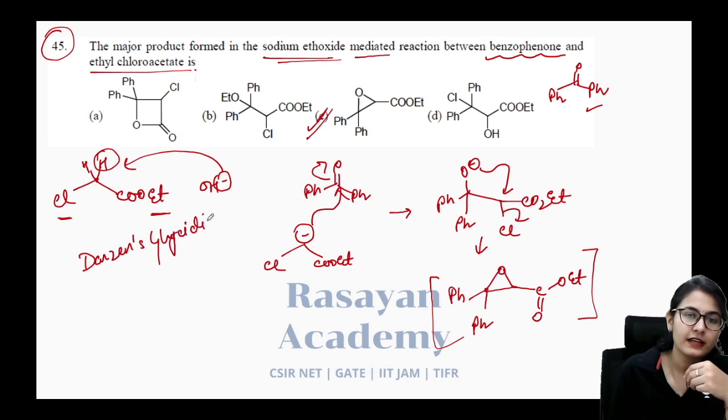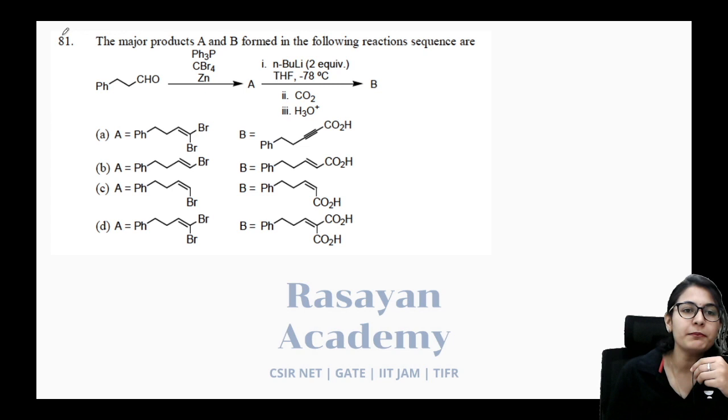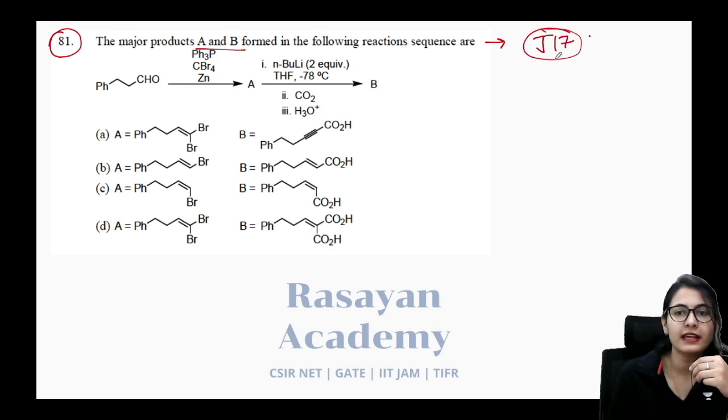Glycidic ester rearrangement. Very nice name reaction once again, June 2017. Another important name reaction: the major products A and B formed in the following sequence are, June 2017 once again. Do this by yourself guys, absolutely easy question. CH3PPh3Br, CBr4. Whenever you see this combination, it is always used to form this kind of an ylide system.